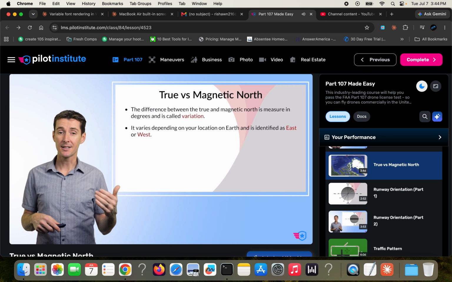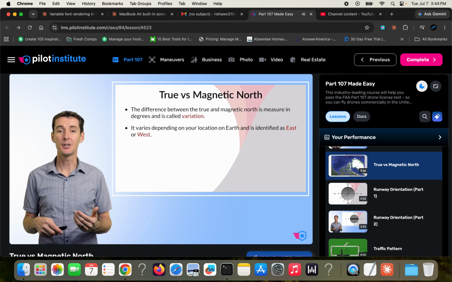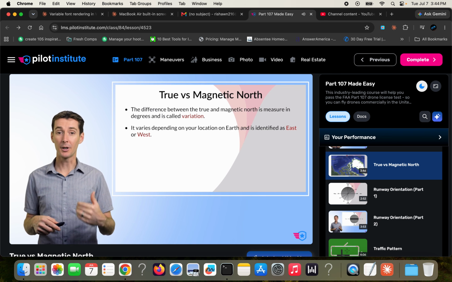These numbers are going to change over time. They've changed a lot since I've been in aviation. I've been in aviation for 15 years, and they've changed quite a bit. As a matter of fact, when we get to the runway, I'll tell you a little story about the runway where I used to fly.